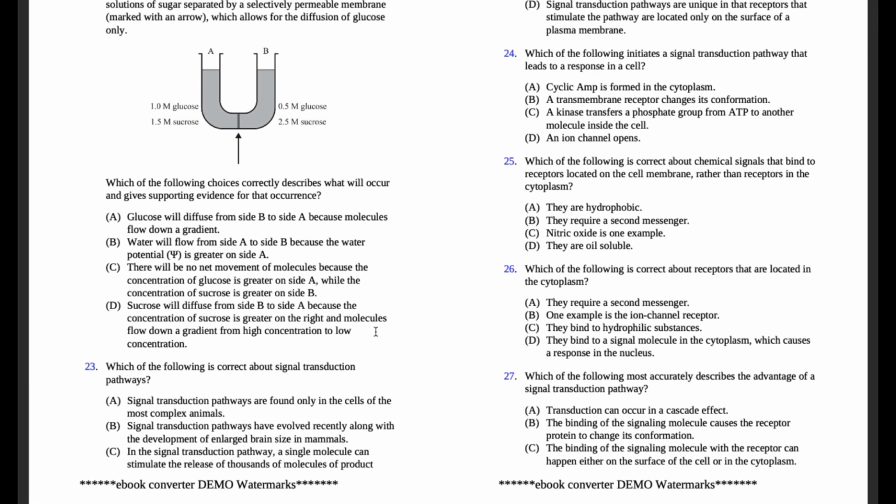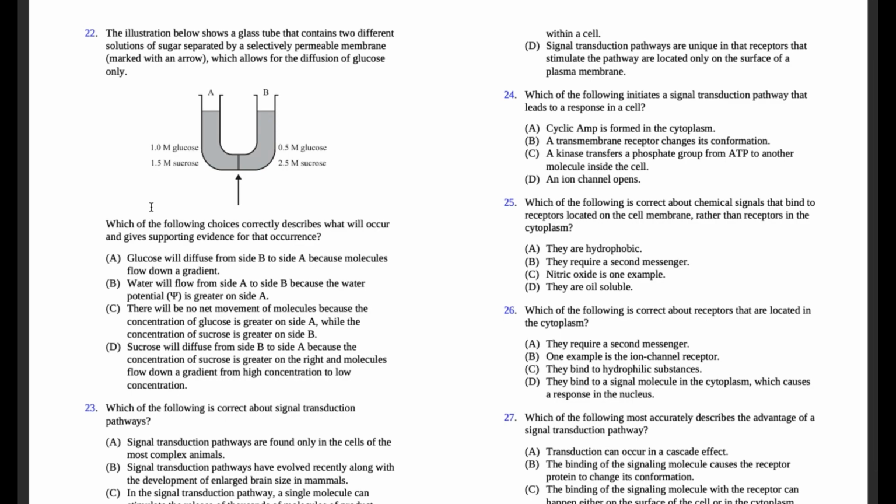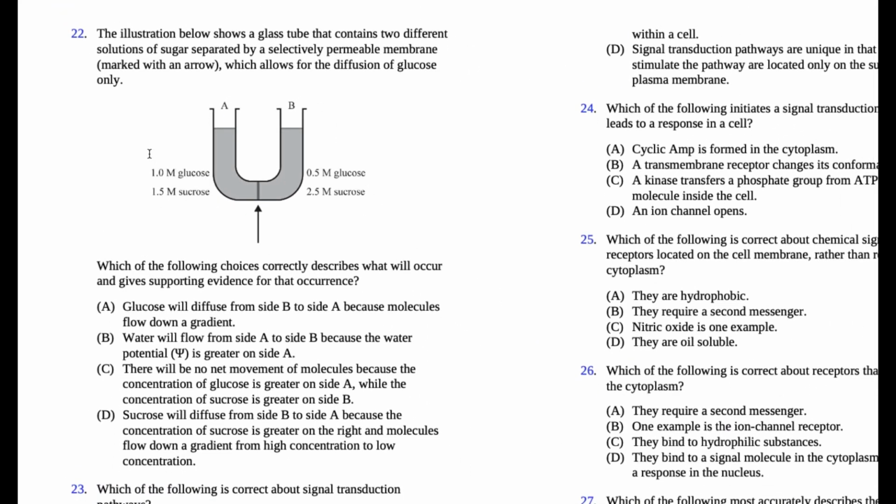Okay, we're arriving closer and closer to the end of our practice. This illustration below shows a glass tube that contains two different solutions of sugar separated by a selectively permeable membrane marked with an arrow, which allows for the diffusion of glucose only. Okay, so it only allows glucose to diffuse through the membrane. Which of the following choices is correct to describe what will occur and give supporting evidence for that occurring.